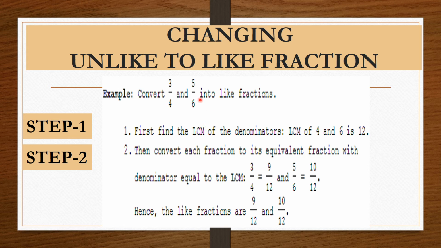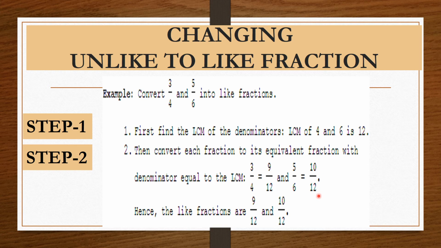Now let us do the second one, 5 by 6. Now 6 you have to make 12. So 6 you will multiply with what? 6 you will multiply with 2. So if you multiply the denominator with 2, you have to multiply the numerator also with 2. So 5 into 2 by 6 into 2. So 5 2s are 10 and 6 2s are 12. So the equivalent fraction for 5 by 6 becomes 10 by 12.